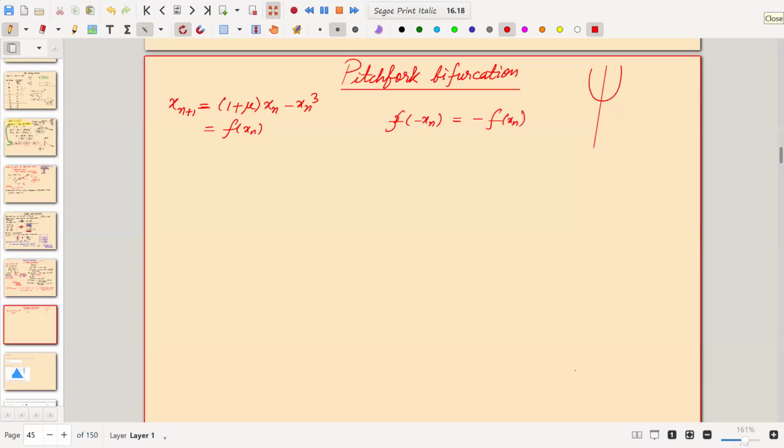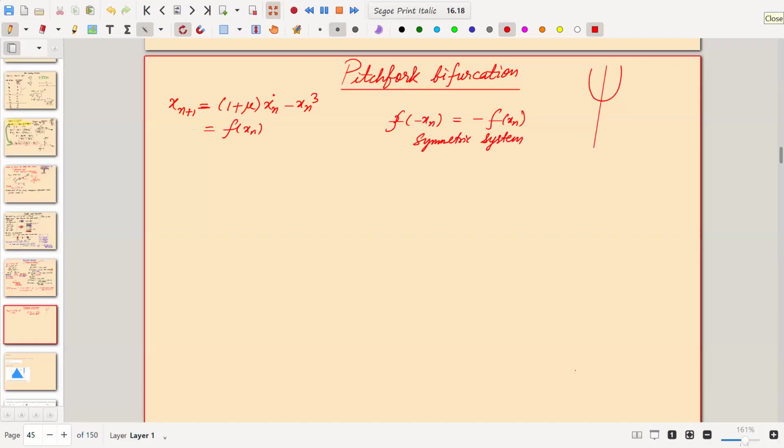Is it true? Yes, because x_n is an odd function, x_n cube is also an odd function. The minus sign will just penetrate and come out of your sign, right? So therefore, it's an odd function. So therefore, this is a symmetric system. And you usually see this bifurcation in symmetric systems.